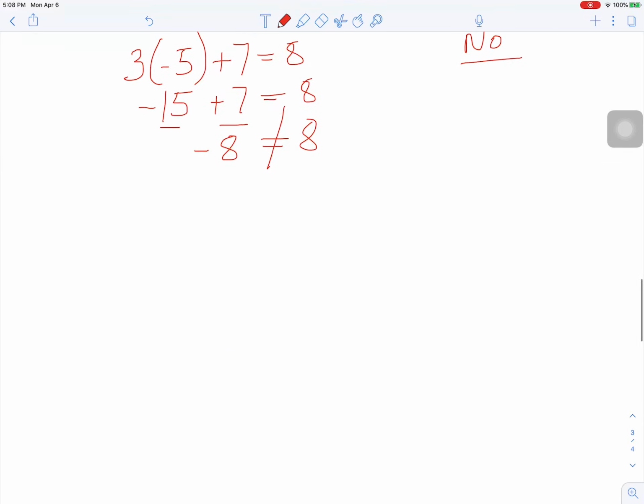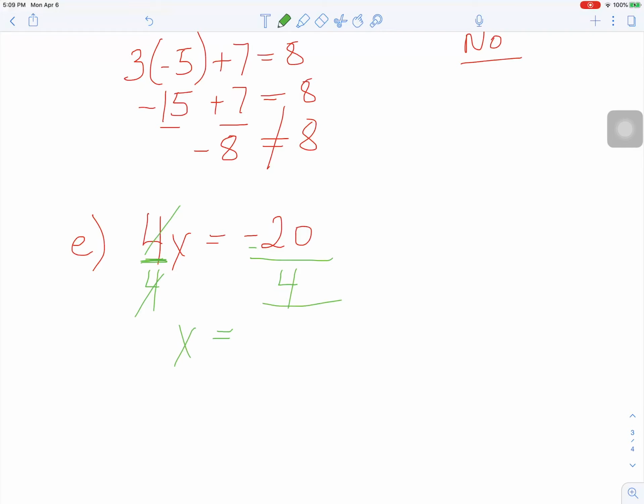Solve and check these equations. So E might be something that you've done before. So E, you have 4x equals -20. So what has to be done to one side of the equation, we have to do to the other side of the equation. So we need to divide 4 off of this side of the equation, and we need to divide 4 off of this side of the equation. When we divide this, it becomes 1, so we just get x on this side. -20 divided by 4 gets us an answer of -5. So once you've solved it, x equals -5.